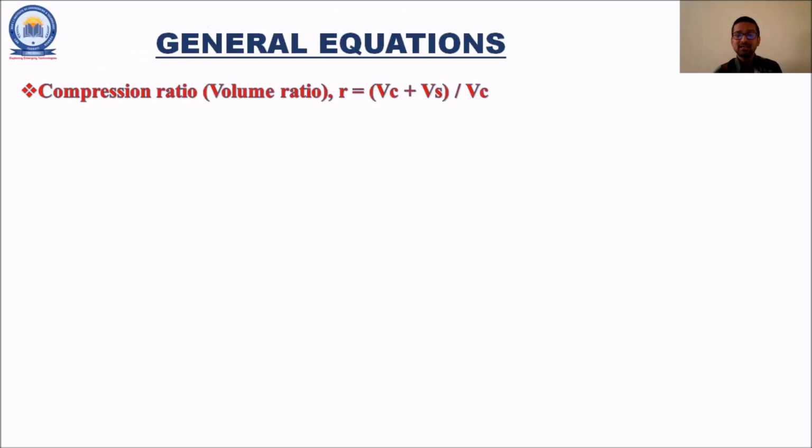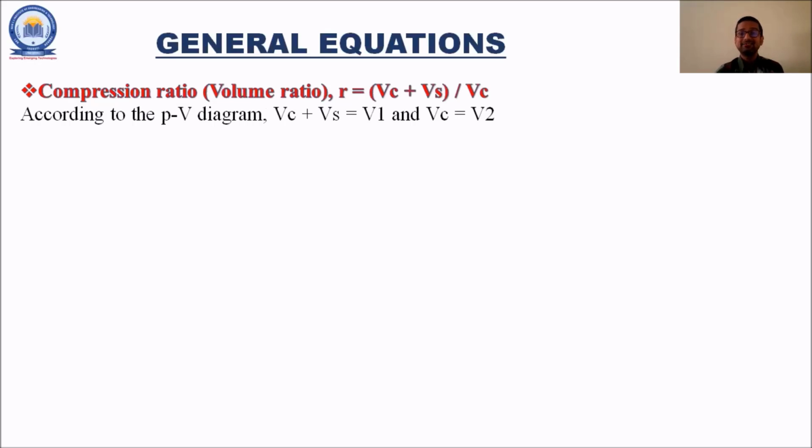The first equation is the compression ratio. In other terms, it is also known as the volume ratio. It is given as small r is equal to (Vc plus Vs) divided by Vc, where Vc stands for the clearance volume and Vs stands for the stroke volume or the swept volume. Now from the PV diagram of the diesel cycle, we can find that Vc plus Vs is equal to the total volume, that is V1, and Vc is equal to V2. So substituting these values, finally we can write the compression ratio r is equal to V1 by V2.